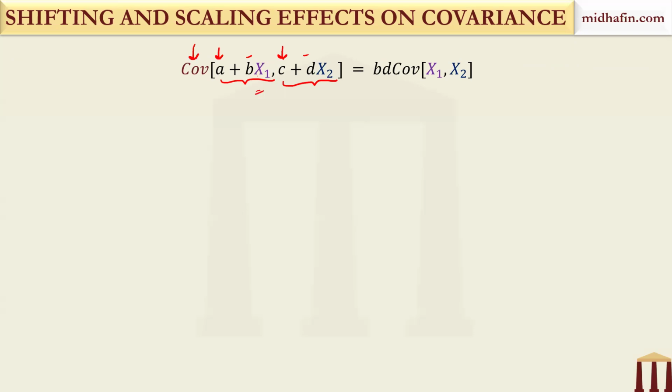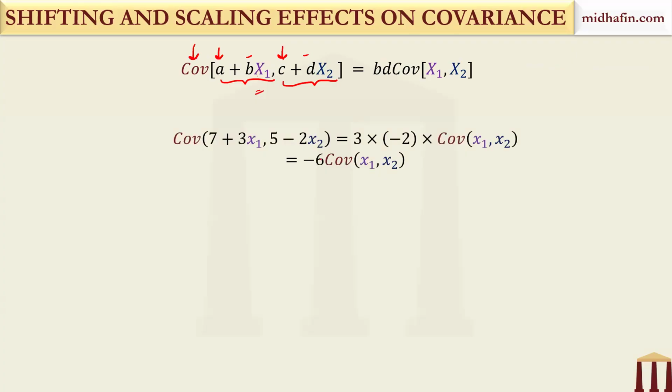So for example, if I have covariance between 7 plus 3x1 and 5 minus 2x2, this 7 and this 5 are non-existent on the right side. You cannot see them on the right side. So it's 3 times d, d is -2, times covariance between x1 and x2, which becomes -6 times covariance between x1 and x2.